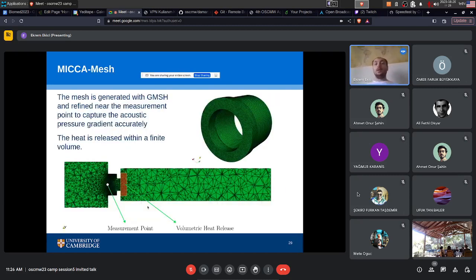I again use Gmsh to mesh this geometry, and I applied mesh refinement near the measurement point because I am calculating the gradient of the test function here, so that needs to be very accurate. And I release the heat within a finite cylindrical volume here. The red zone is the heat release zone.